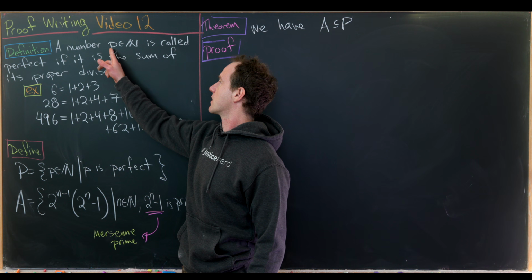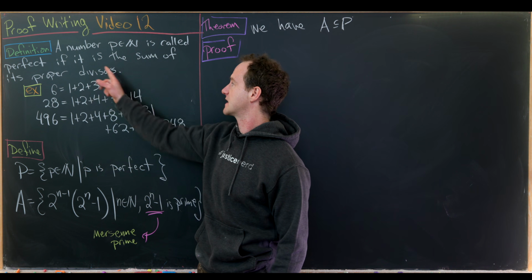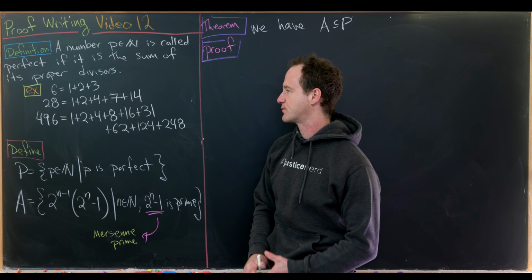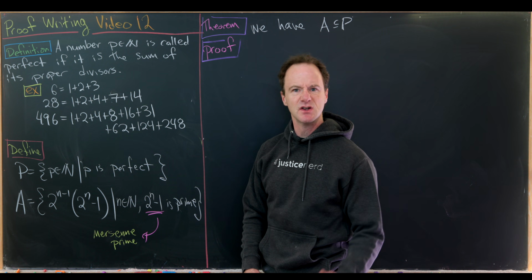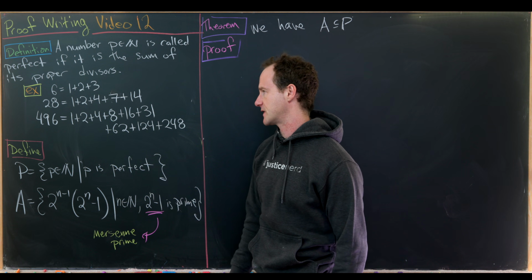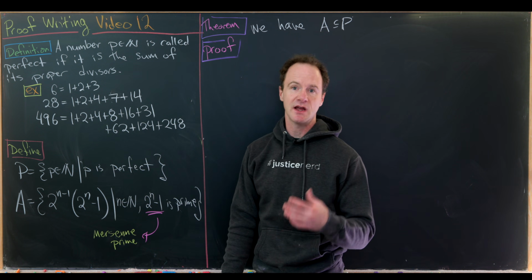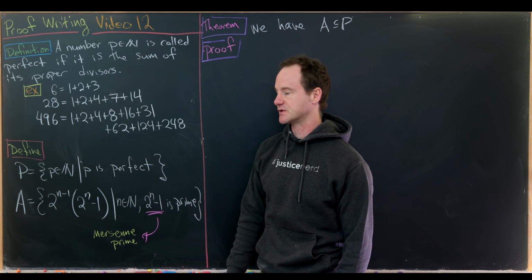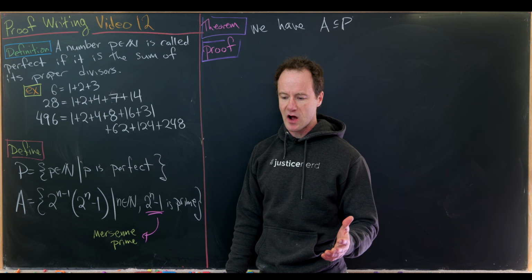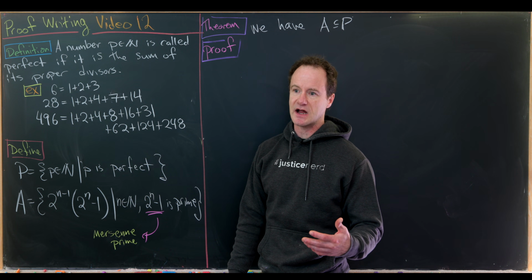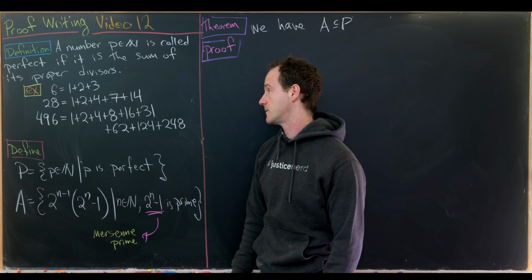A natural number P is called perfect if it's the sum of its proper divisors. So here are the first three perfect numbers. There's 6, which is 1 plus 2 plus 3. Those are all of the proper divisors of 6. When I say proper, I mean all the divisors that are not equal to the number itself.